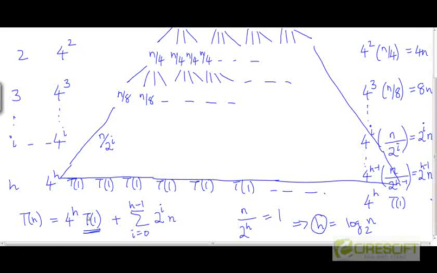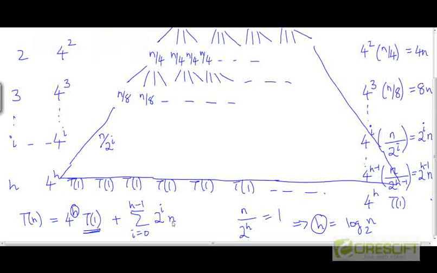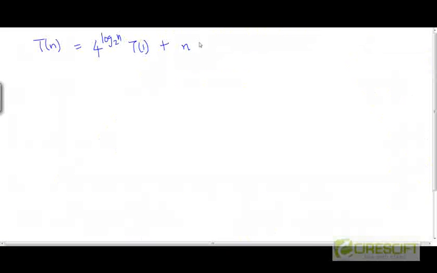So if we substitute this value of h over here, we get T(n) is 4 to the power log of n base 2 multiplied by T(1), plus we can take n out of this summation, so that becomes n times sigma of i varying from 0 to h minus 1, 2 to the power i.